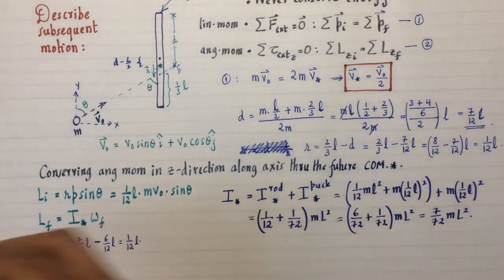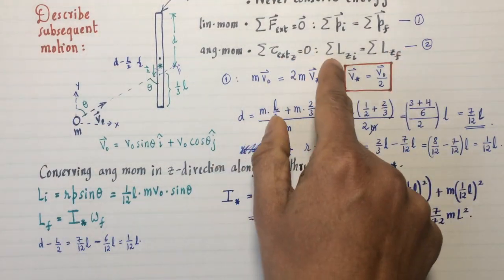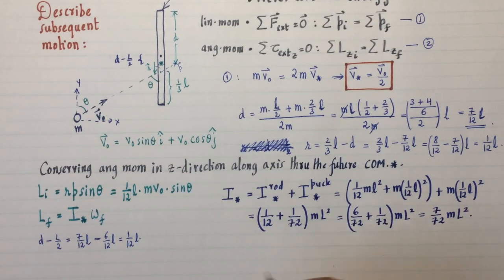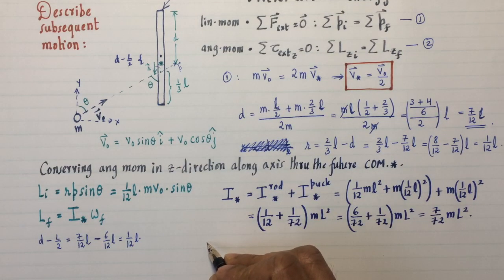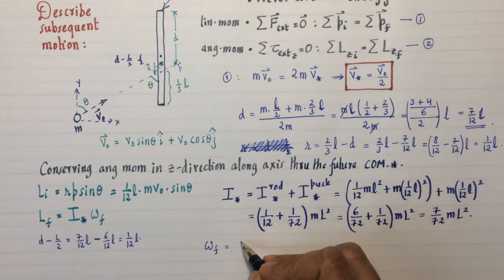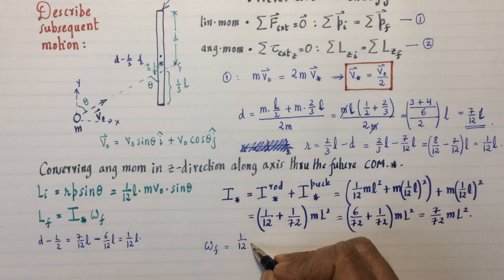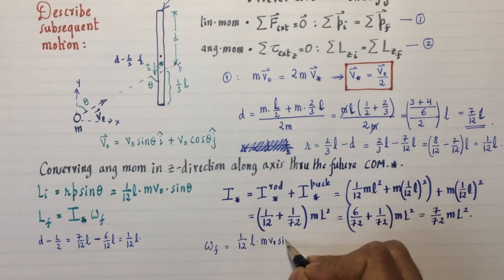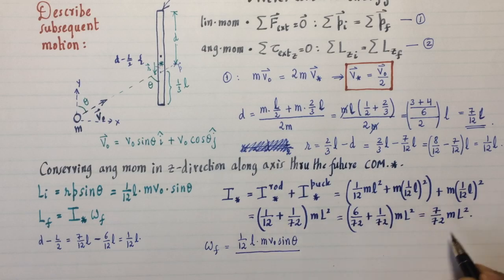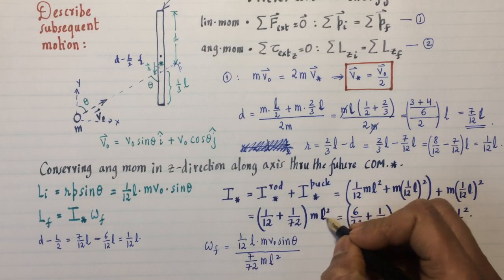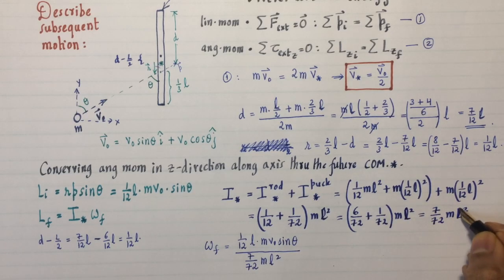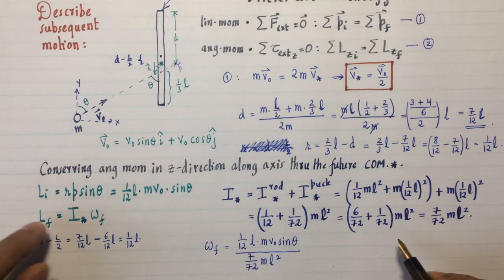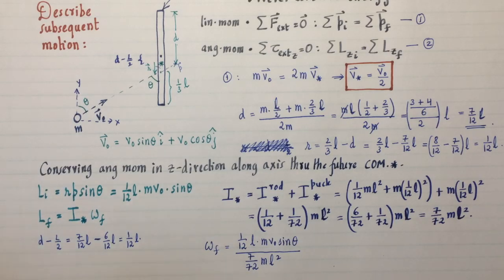Now we can substitute this. Remember, equation 2 tells us that the initial angular momentum equals the final angular momentum. So I can find from this that omega f is going to be 1/12, that's the initial, L m v naught sine theta, divided by the moment of inertia, which is 7/72 m little l squared. I keep going back and forth between capital L and little l, so I'll correct it here. I want to reserve capital L for the angular momentum and little l for the length of the rod. That's the reason why.